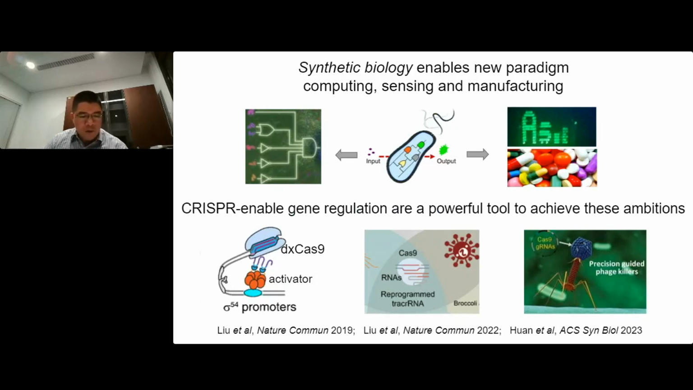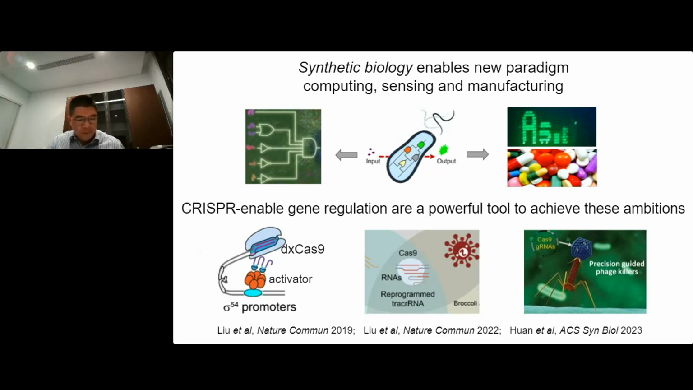The key message I would like to convey here is that synthetic biology enables programmable living cells for new paradigms in computing, sensing, and manufacturing to address some of the real-world challenges and needs. For example, cells can be programmed to detect various disease signals, including cancers, or act as low-cost sensors for environmental pollutants and pathogens, or act as smart living drugs in the human body.